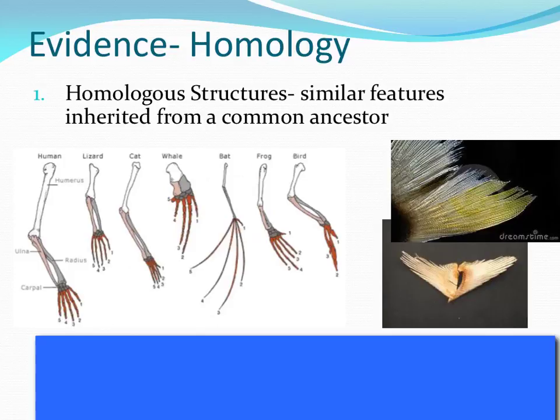Frogs, 1, 1, 2, 5. And a bird, 1, 2, 3. But when you look at them in their younger stages, oftentimes the second one is divided up. They do have five, they kind of fuse together as one big bone to give it a little bit more stability.